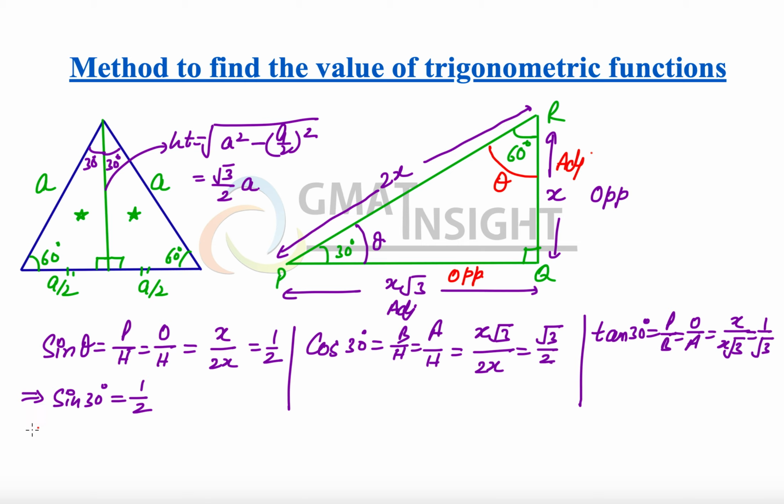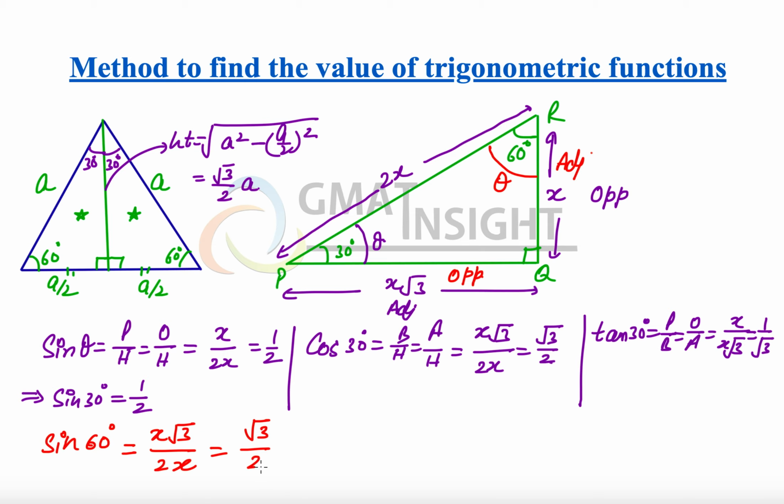So let's quickly calculate the other three trigonometrical functions, which means we first find sine 60 degrees. Sine 60 degrees, according to the same principle, is perpendicular over hypotenuse or opposite over hypotenuse. The opposite now is x√3, while the hypotenuse remains the same value, that is 2x. That means sine 60 becomes the square root of 3 divided by 2.